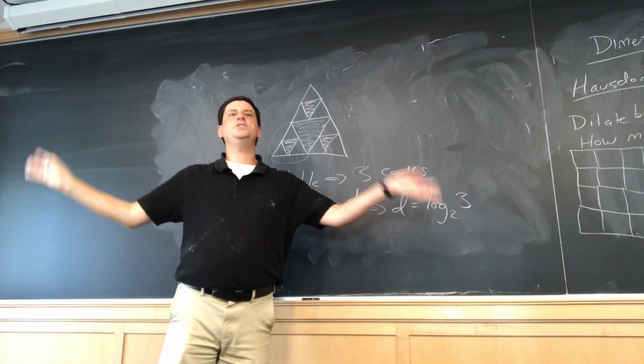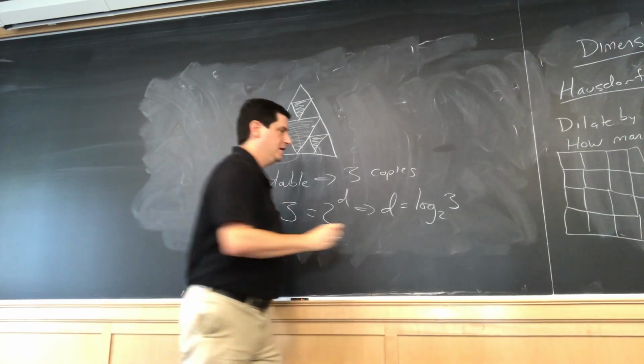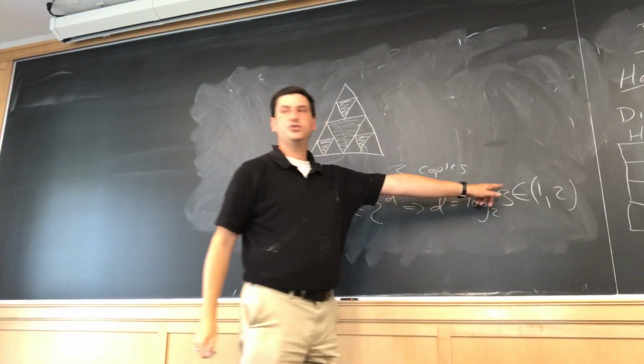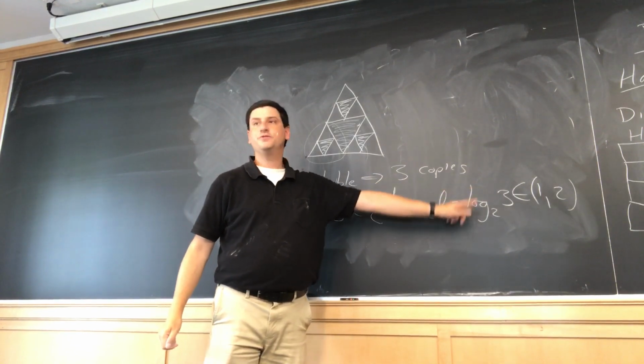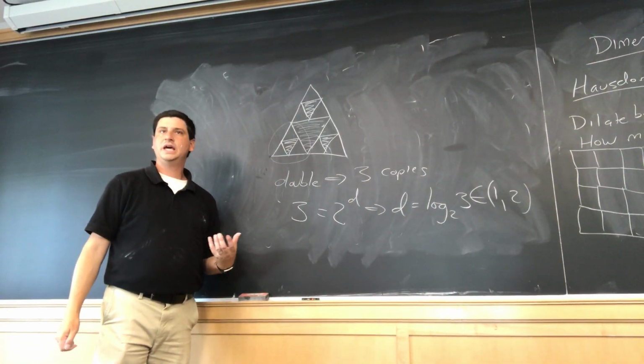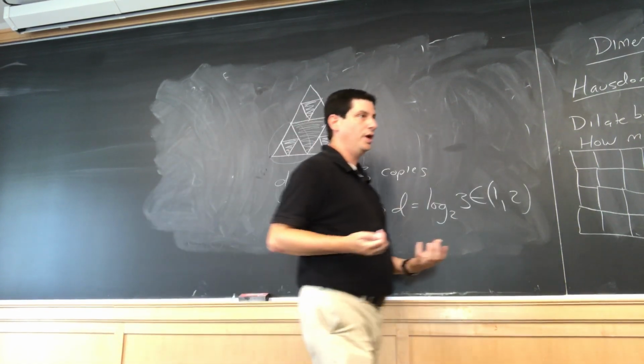So I want something crude about the number. Yes? It's strictly between 1 and 2. The log base 2 of 2 is 1. The log base 2 of 4 is 2. This is strictly between 1 and 2. That's telling us that this is a set that functions as if its dimension is greater than 1, but less than 2.